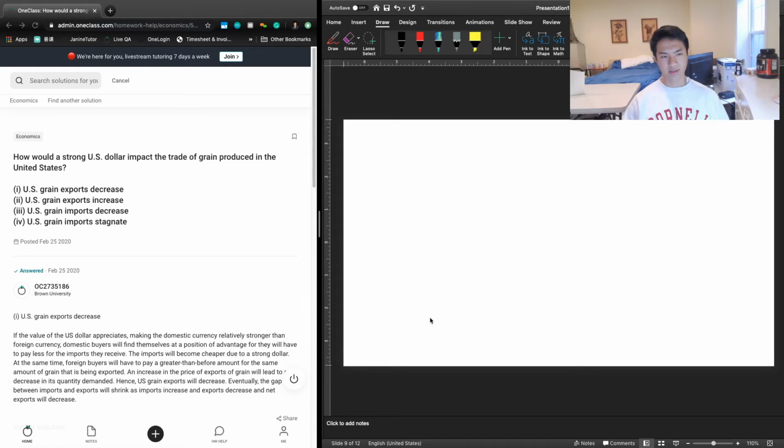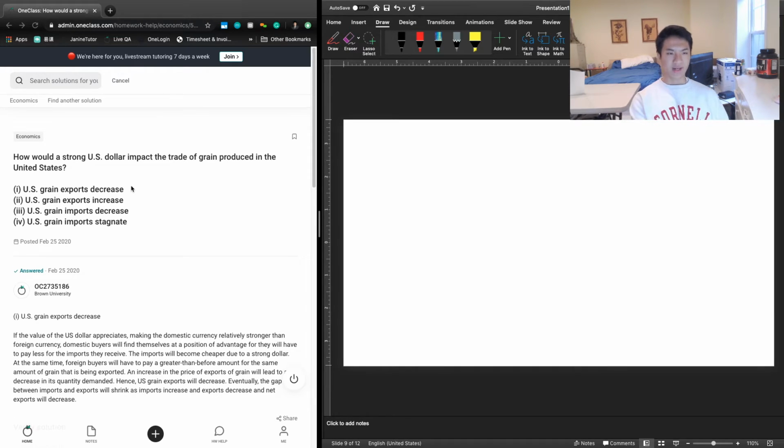And on the other hand, you'd also see imports increasing because US dollars buy more of other countries' goods. They're worth more in other countries' currencies, and so we also might see an answer choice that says US grain imports increase, although hopefully we wouldn't see both. And so here we only see that US grain exports decrease, and that's going to be the right answer. We know it's not going to increase, and we know that imports are going to increase, not decrease or stagnate.